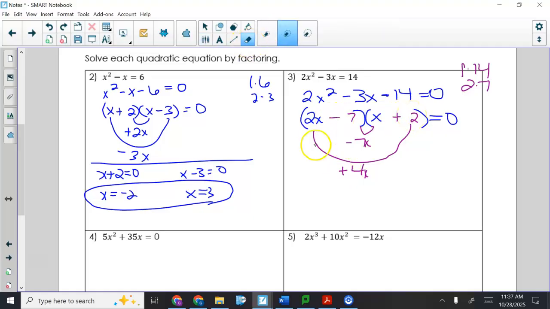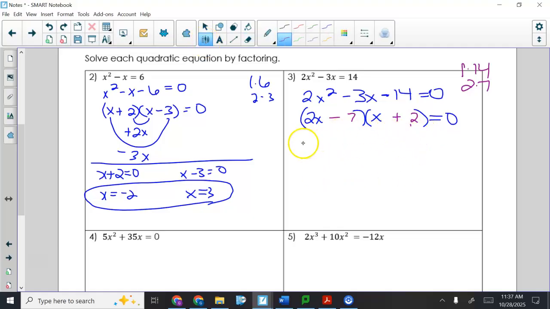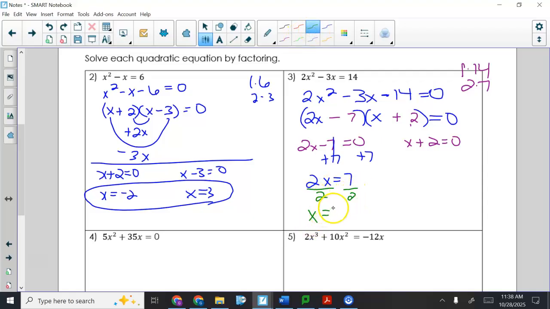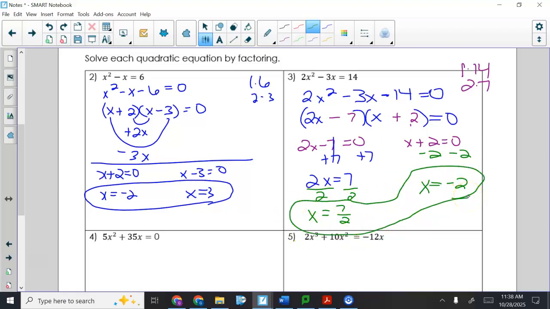All right, now be careful when you solve this one, because you might see the pattern that we've been using, it's always like the opposite sign. But if there's a lead coefficient like this one, the answer is not just 7. We have to add the 7, then divide by 2. So x is 7 over 2. And then this one is just the opposite. So x is negative 2. Negative 2 and 3.5, or 7 over 2.